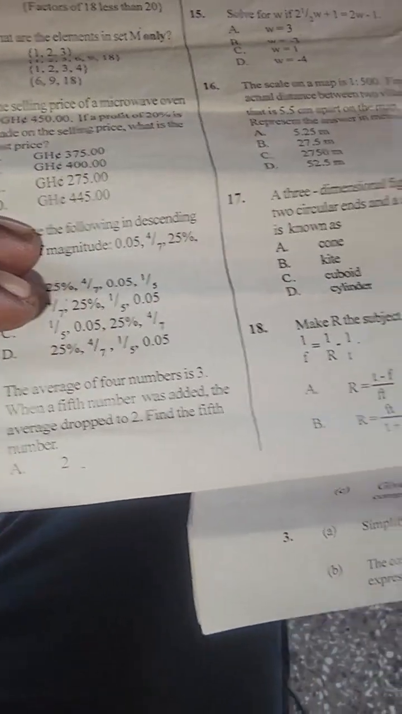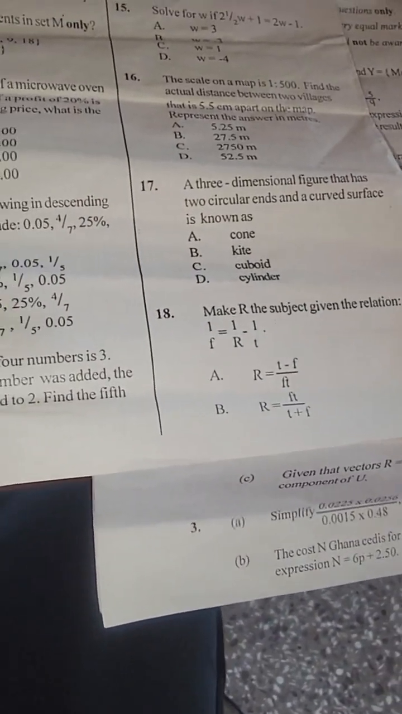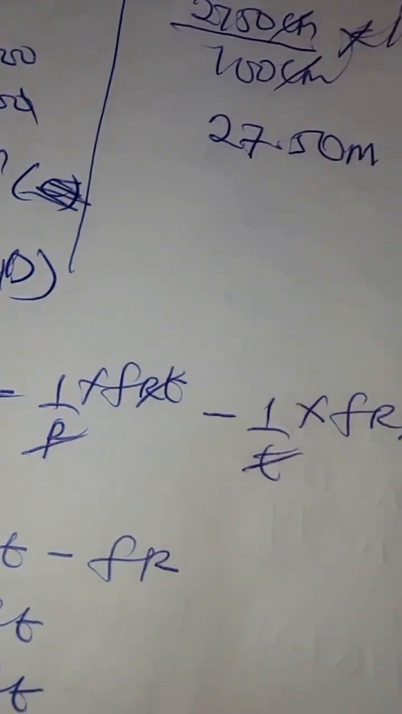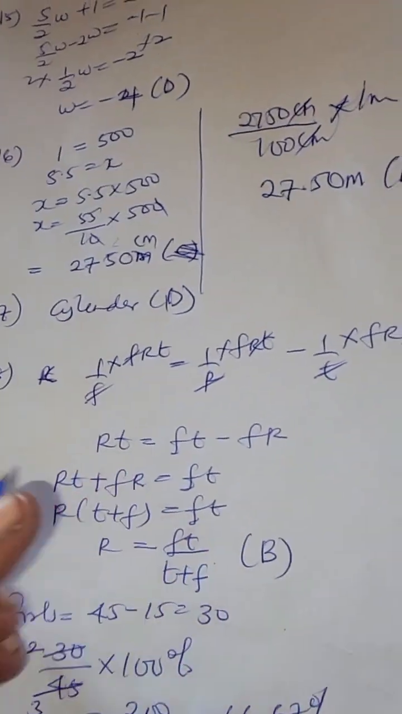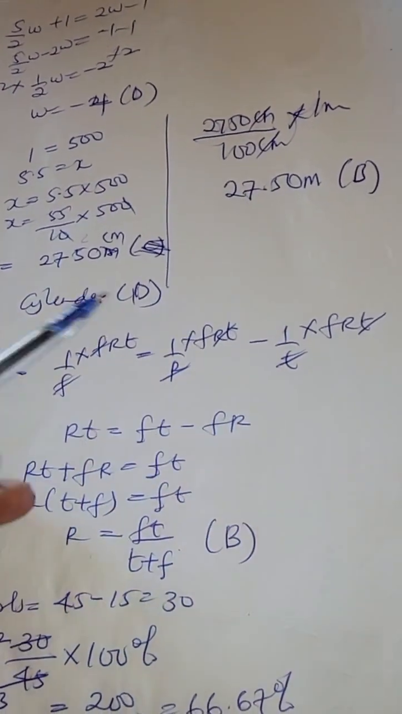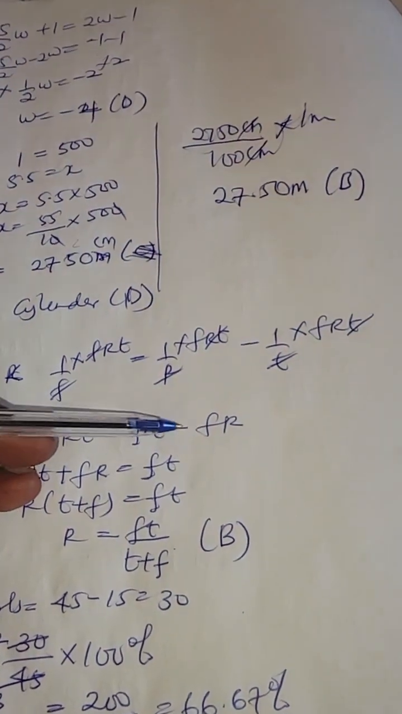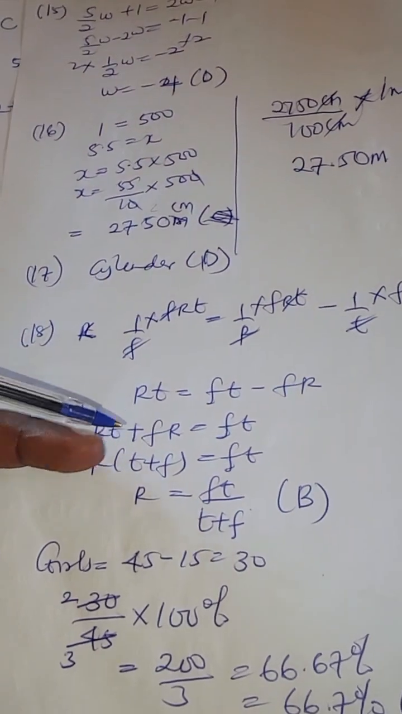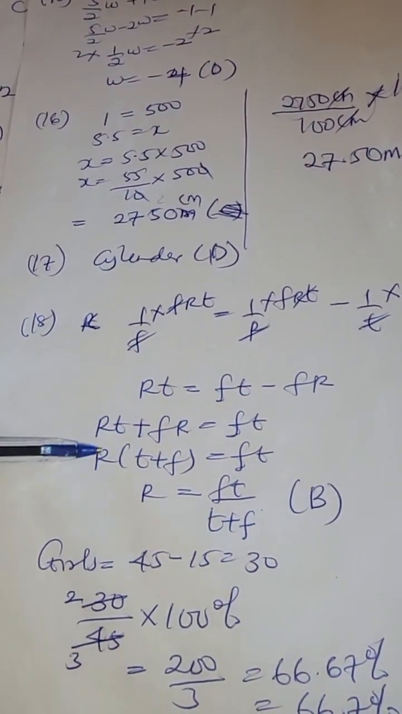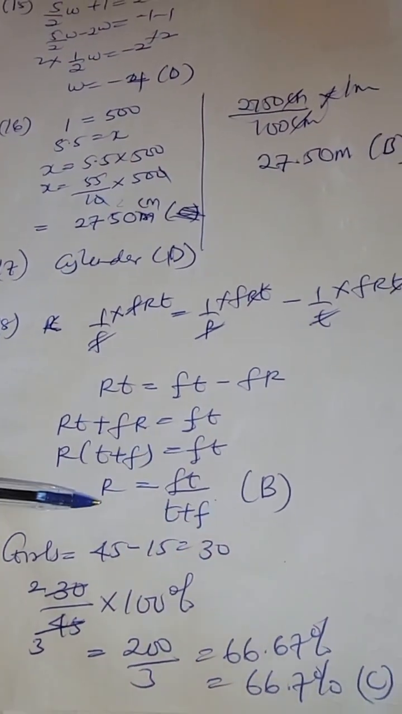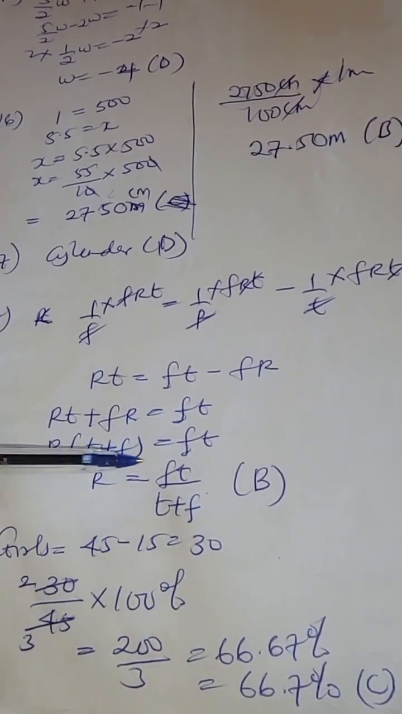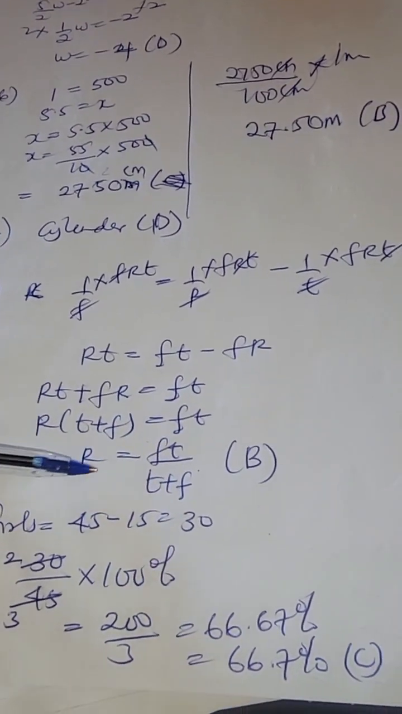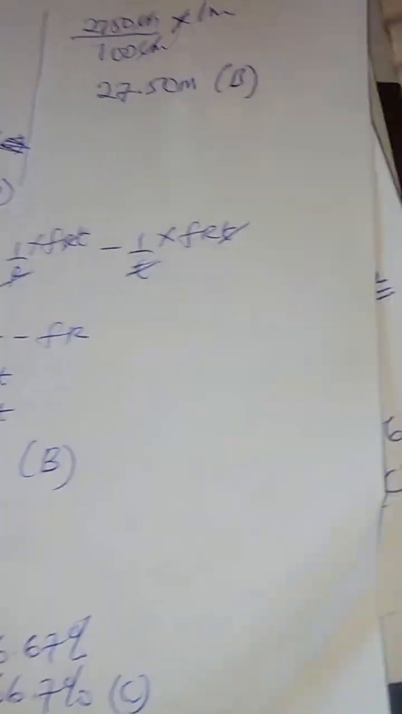18. First clear fractions, the LCM is FRT. Multiply each term by FRT. So the F goes off here, the R goes off, the T goes off. So RT is FT minus FR. Now I'm making R the subject. So put the ones that have R on one side: R times T plus F, equals FT. Divide through by T plus F. So that's R is equal to FT over T plus F. That ends question number 18.